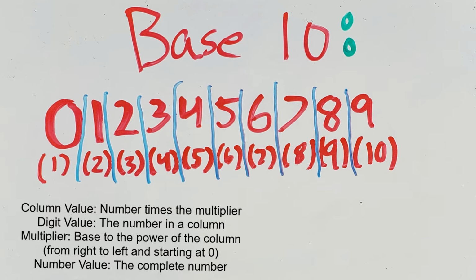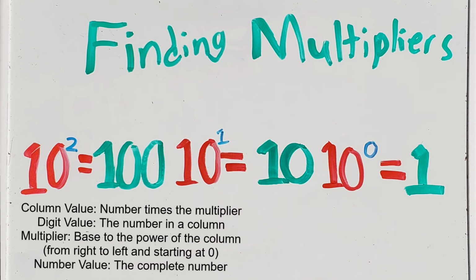Before we leave base 10, we need to understand where the multipliers come from. The rightmost column is always the base to the 0th power. Any number to the 0th power is 1. Therefore, the rightmost column always has a multiplier of 1. Moving left, to get all the multipliers, all you do is add 1 to the exponent above the base for each column move left. So in base 10, from right to left, the multipliers go from 1 to 10 to 100 to 1000. Now for the hard part, numbers in different bases.